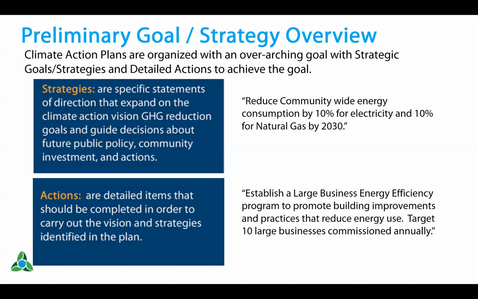How we are to do it are the actions that we'll be creating together. And so those are detailed items that we can enlist, we can move forward with in order to achieve those goals. So one example is establish a large business energy efficiency program to promote building improvements and practices, reducing energy use, target 10 large businesses commissioned annually. So you can see that would be just one step, but a specific thing that we can do in order to bring about that end state that we're trying to achieve.